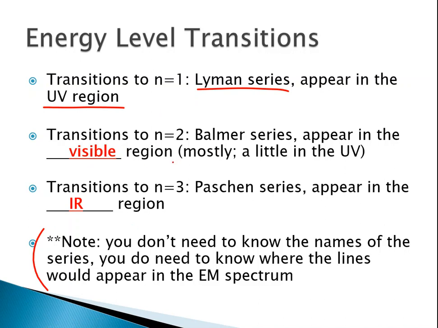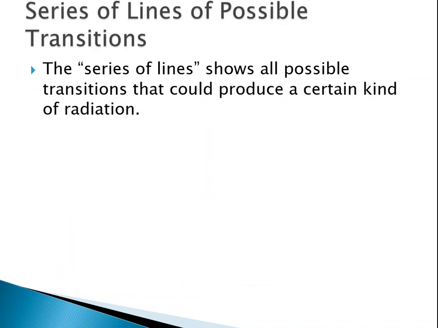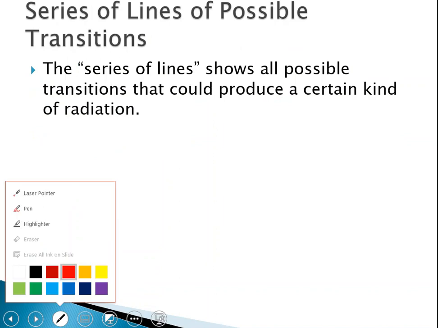So transitions that terminate at n equals 2 are called the Balmer series, and most of those lines will show up in the visible region of the spectrum with a little bit in the ultraviolet. And transitions to n equals 3 are called the Paschen series and will appear in the infrared region of the spectrum. All right, so let's go back to the energy level diagram.